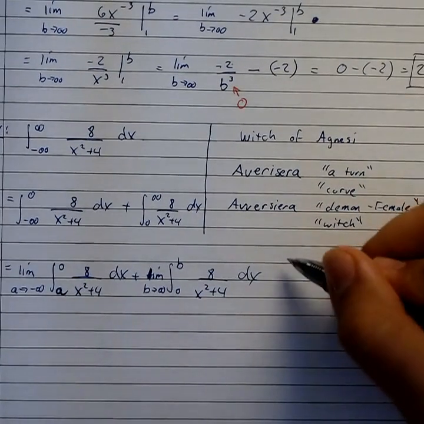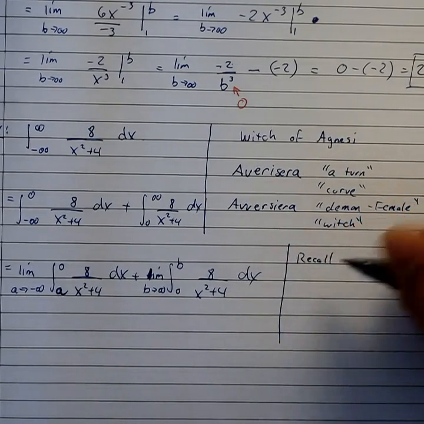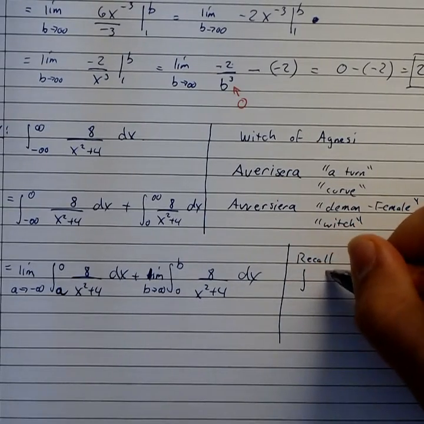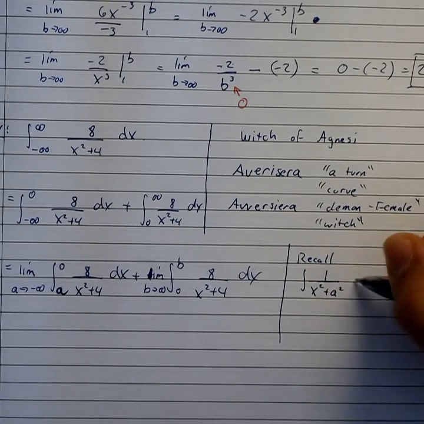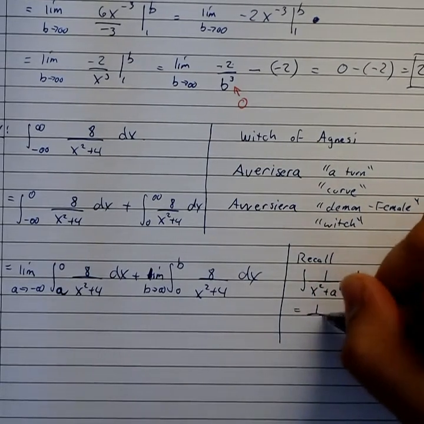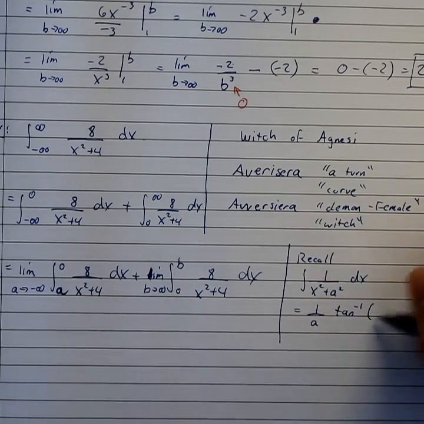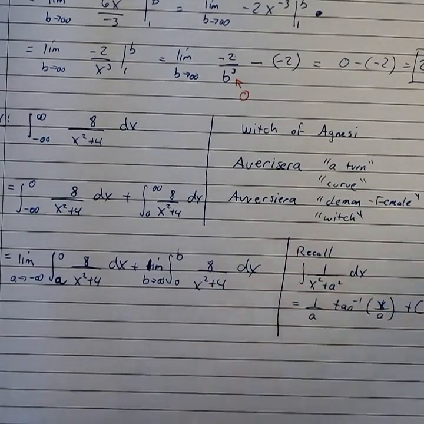Here, the antiderivatives of these are an arctangent. Recall from a previous section that the integral of 1 over x squared plus a squared dx equals 1 over a times the arctangent, the inverse tangent, of x over a, plus a constant of integration. Of course, here we won't use the constant because this is a definite integral. But this is the antiderivative.